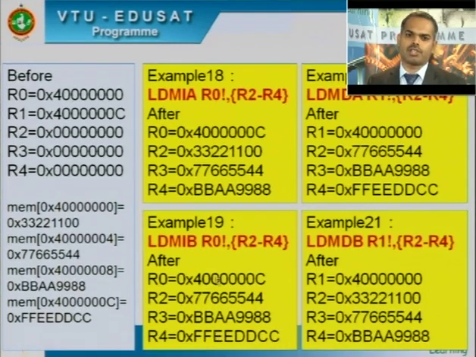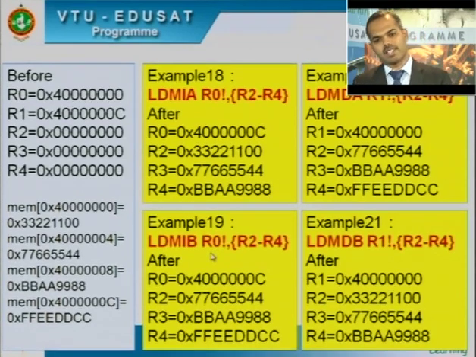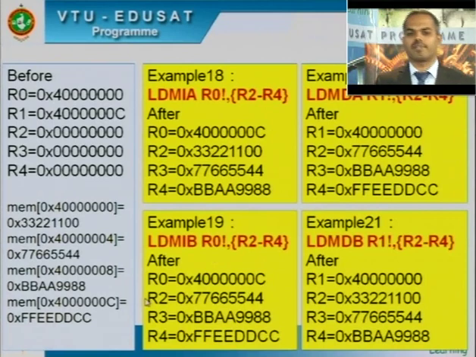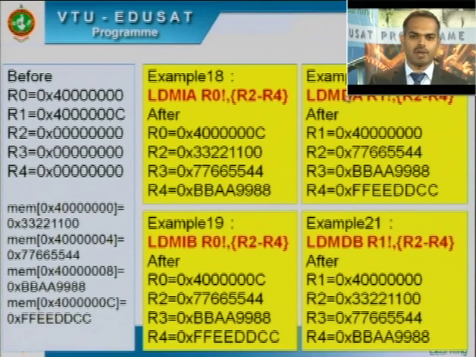So in this instruction also, registers R2, R3, R4 get a value from the memory location which is pointed to by R0, but the only difference is that the value of R0 increments first and then gets copied to the register, right?